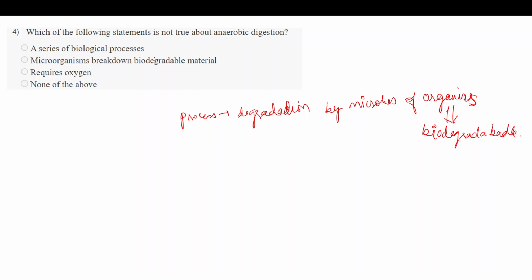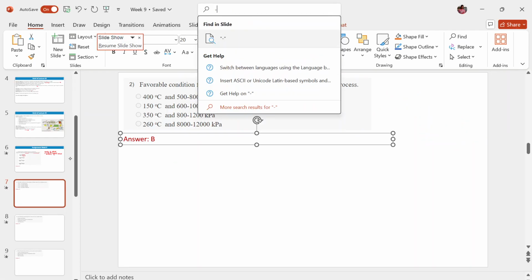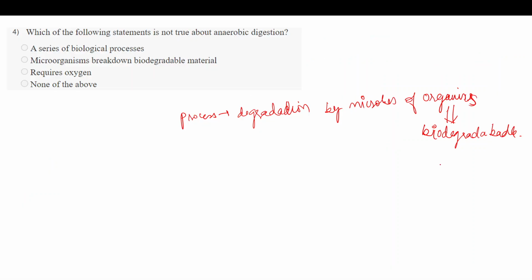So let's look into the options now. Further, it is given that it is an anaerobic process, which occurs in the absence of oxygen, not the presence of oxygen. So the key term here is anaerobic process. Obviously it is a biological process because microbes are involved. Since microbes are breaking down the organics, the organics must be biodegradable, otherwise these microbes will not be able to degrade. Anaerobic process is always in the absence of oxygen, so the statement that it requires oxygen is wrong. So the correct answer is C. It does not require oxygen, right? Is it clear? Okay, okay, ma'am.